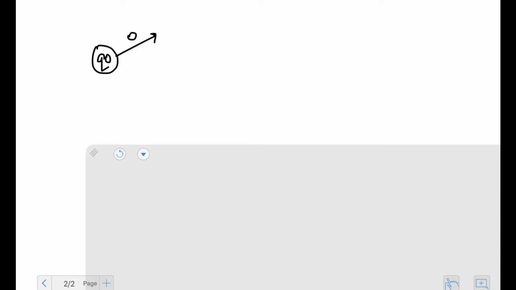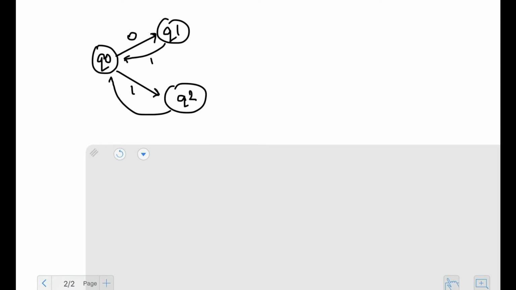So let's say from Q0 I go to Q1 on 0, I go to Q2 on 1, and from Q1 I come back to Q0 on 1, and from Q2 as well I come back to Q0 on a 1, and I have a final state here which is my Q3, and from Q1 I go on a 0 to Q3, and from Q2 I go on a 0 to Q3, and Q3 let's say just retains state on both 0 and 1. So this is the DFA given to me, which has 4 states now.